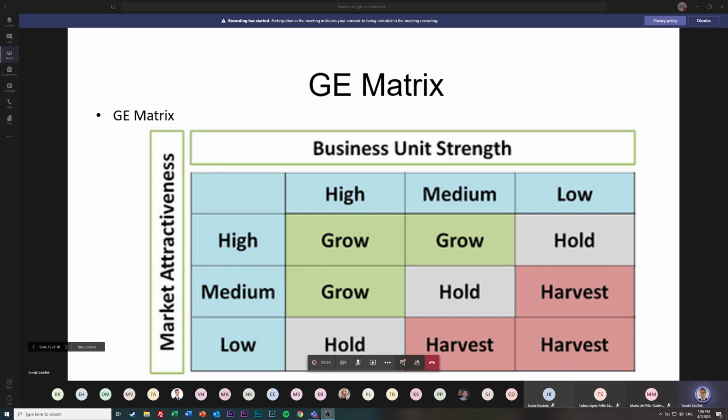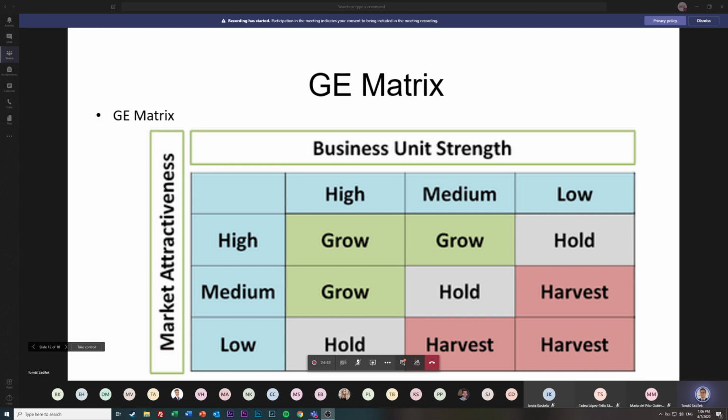If speaking about the GE matrix, you can see 9 different quadrants, and there are also some colors that provide us information on how to behave in these individual situations. So you can see that if the business unit strength is high or medium, and at the same time market attractiveness is high or medium, then the market segment and the product itself should be growing. So we should try to grow the product and take more market share.